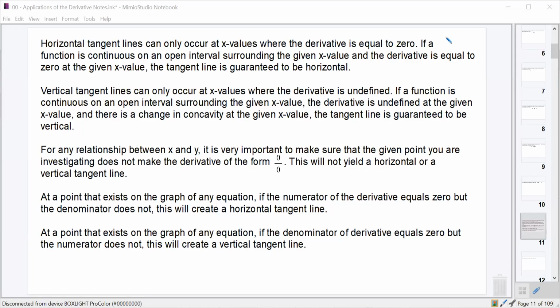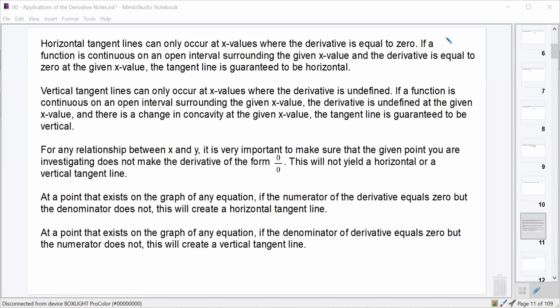Today we're going to talk a little bit more about horizontal and vertical tangent lines. First, we're just going to go over a couple of the things that we talked about last time. One being a horizontal tangent line can only occur when the derivative is equal to 0. And in order for that to actually yield a horizontal tangent line, the function must be defined at that x value, and there must be an open interval, no matter how small it is, surrounding that x value.